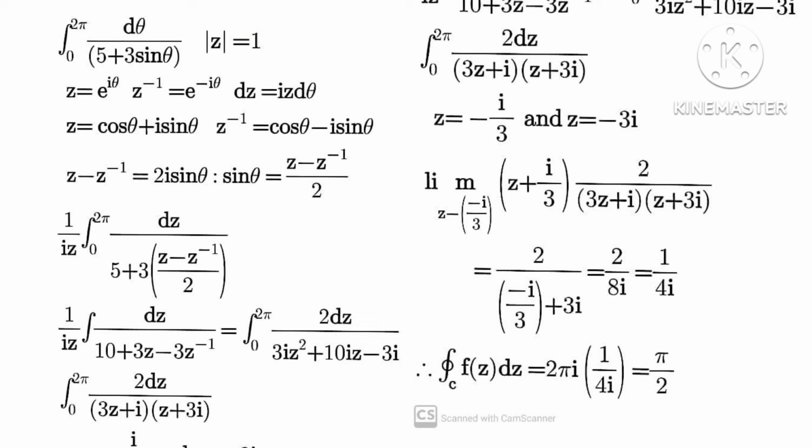So on substituting everything, we have our final answer to be pi over 2. So you can just check through the working. It is explicit enough. Mind you, when we say dz is i e raised to power i theta d theta, and e raised to power i theta is already given as z, that is why we have dz equals iz d theta.